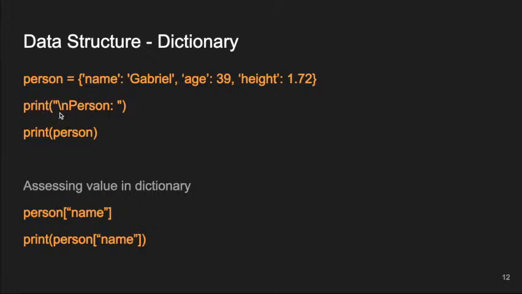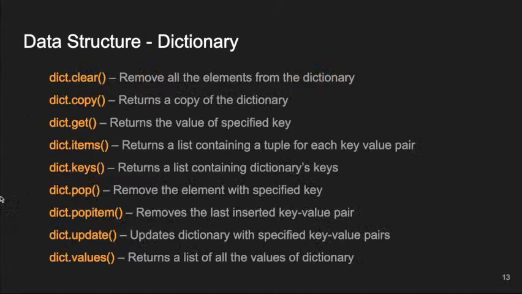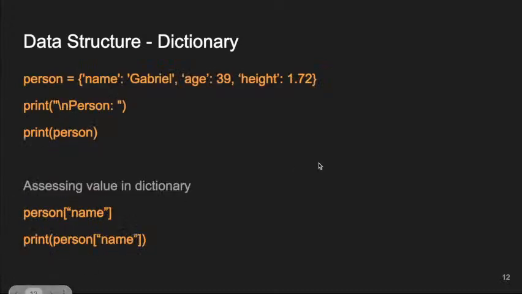So here we are printing this string called person. The \n means that you are going to print on a new line. So this is the new line character, \n for new line. So \n, and then person, then colon, and then you see there's a small space there. Then we print person, which is going to print this dictionary.